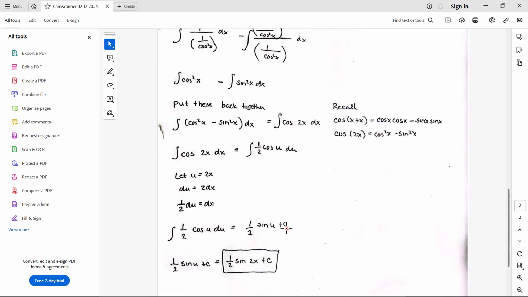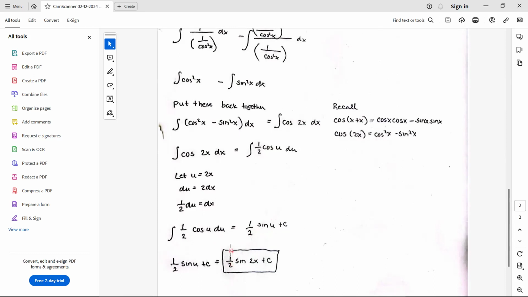And remember, the derivative of sine is cosine. So the integrals don't switch signs, the derivatives do. But the derivative of sine is cosine. So this is 1/2 the sine of u plus a constant. U was 2x. So you get 1/2 the sine of 2x plus a constant.